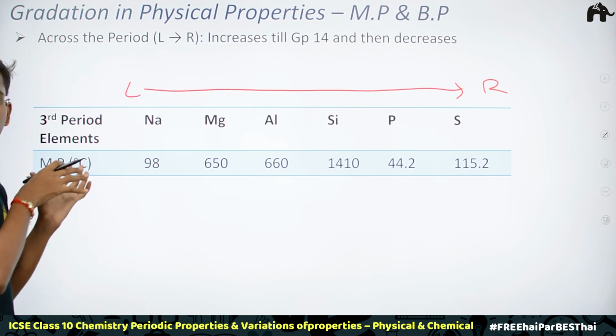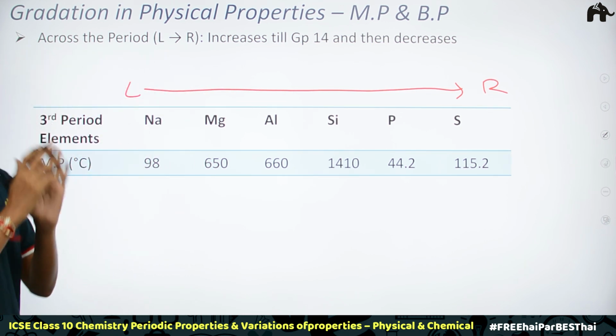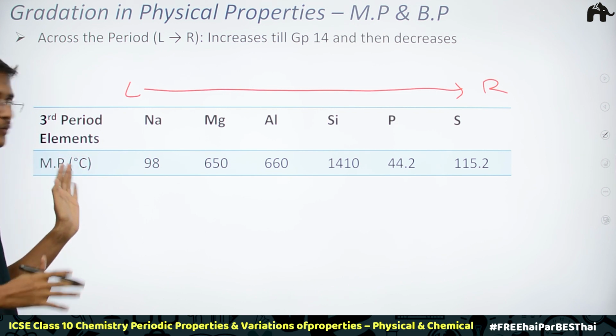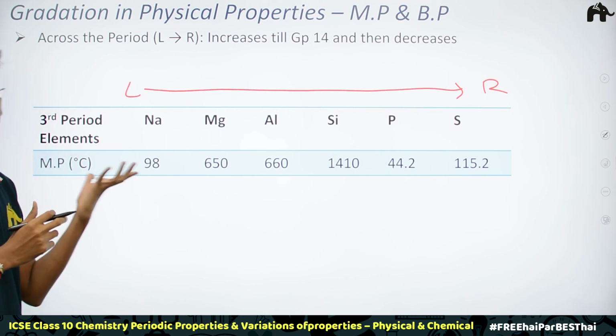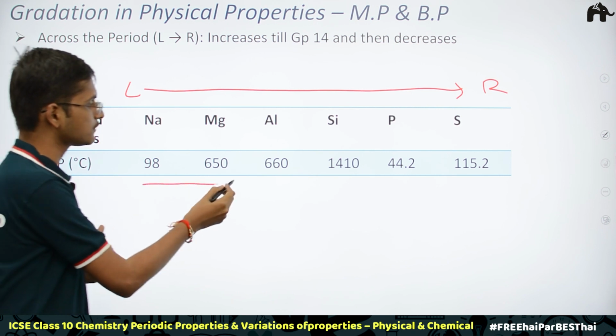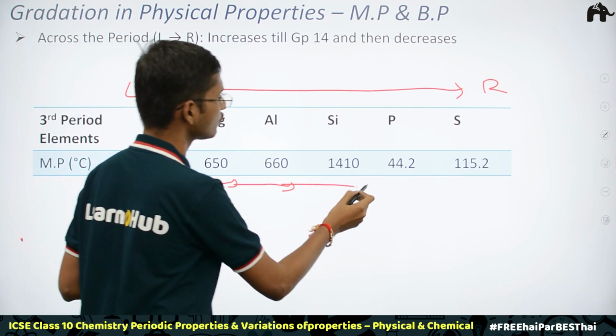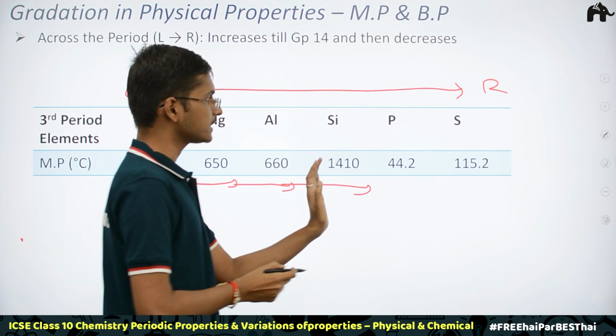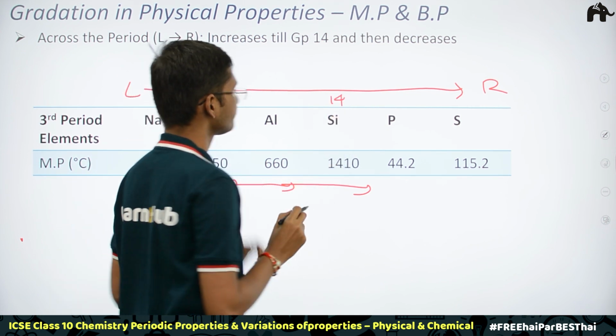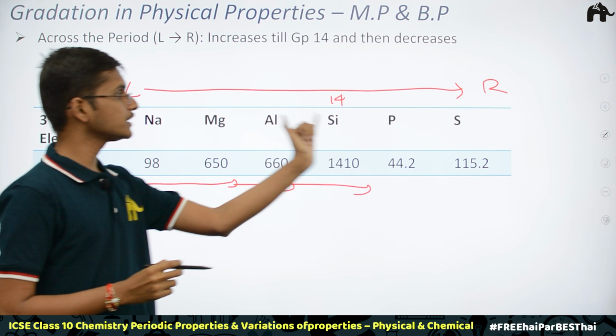We only have the data of melting point, but the boiling point is also showing the same variation as that of melting point. Now let's see what melting point's variation is. From 98 to 650, from sodium to magnesium, then 660, again it's increasing, then 1410, again it's increasing. But yes, this is group 14, right? The group 1, group 2, group 13, group 14.